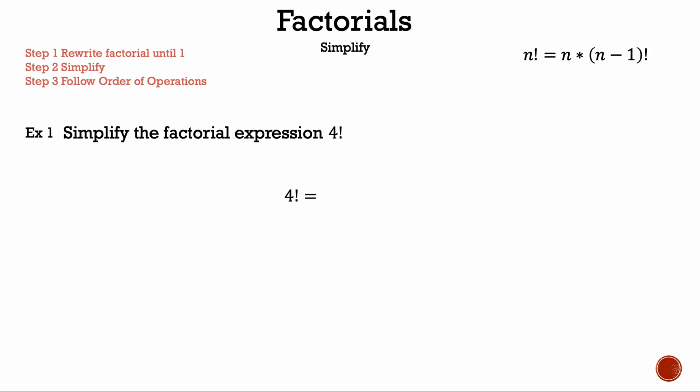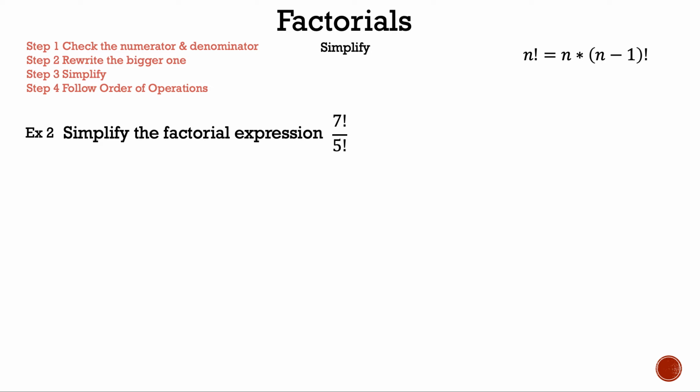Let's rewrite 4 factorial so we can show our work. Let's use definition 1. So 4 factorial is equal to 4 times 3 times 2 times 1. And 4 times 3 times 2 times 1 is 24. And that is the answer for example 1. Now, let's move on to example 2.